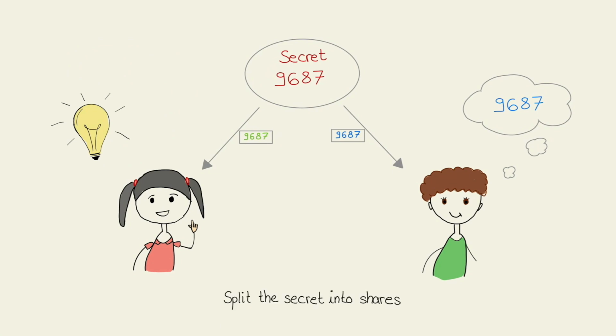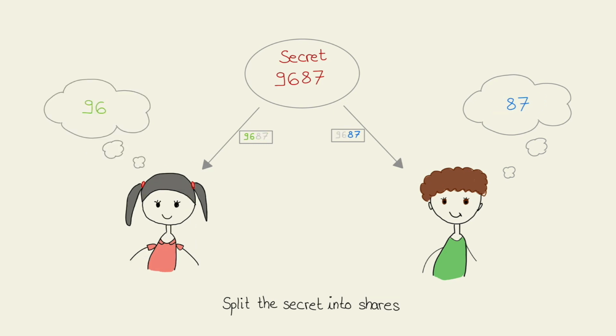What if we split the secret into 2 shares? So Alice gets the first 2 digits of the code and Bob the last 2. That is another secret sharing scheme. In this scheme, the shares of both parties can recover the secret by just merging both shares together.